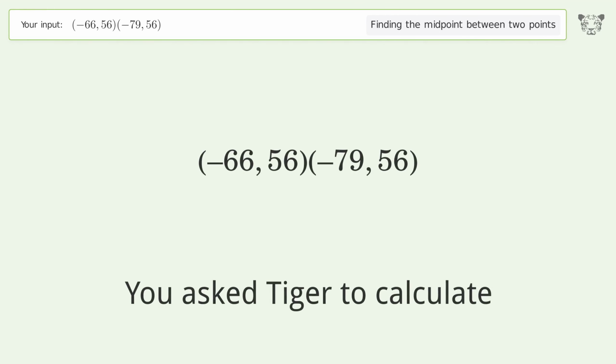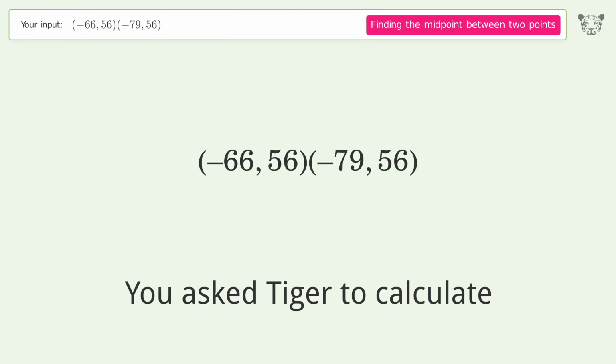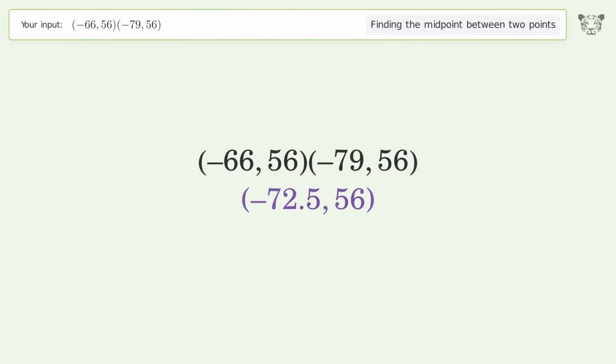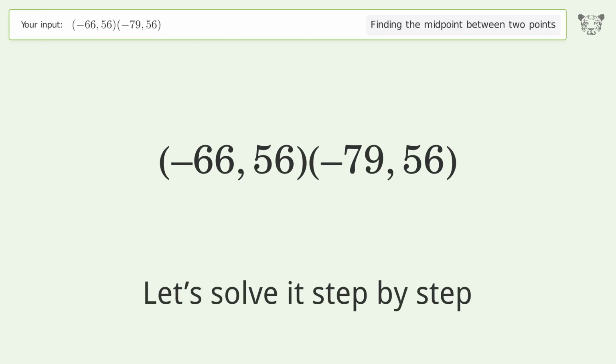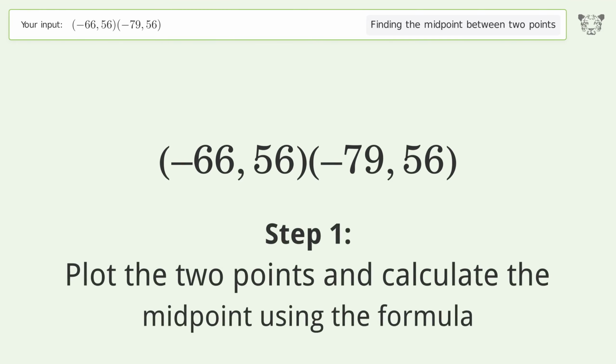You ask Tiger to calculate. This deals with finding the midpoint between 2 points. The midpoint between the 2 points is negative 72.5, 56. Let's solve it step by step. Plot the 2 points and calculate the midpoint using the formula.